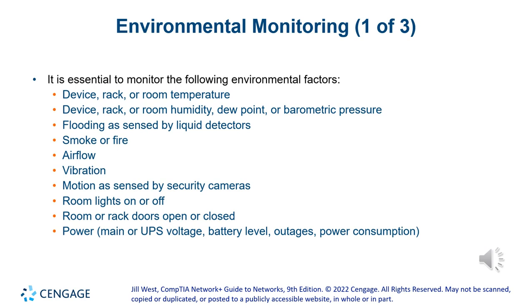Vibration and motion can be sensed by security cameras, so that's part of the environment, and even to control your lights on and off to save power, or to turn the lights on when there's any movement, to record what's happening on your network. You can also have open and close sensors for the racks and the doors. Make sure that if it gets opened, you know who is there.